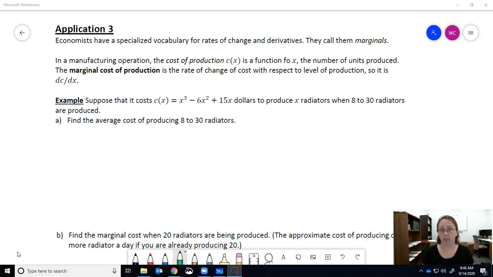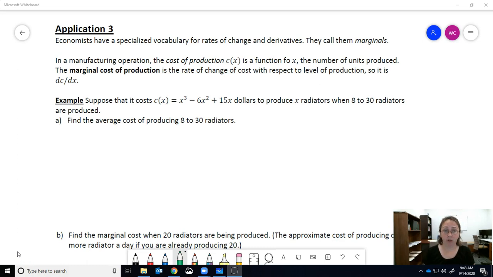Our third application of derivatives is going to be for business application. So here we go. Economists have a specialized vocabulary for rates of change and derivatives. They call them marginals. So if you ever take a business class, you might hear that term, especially in economics.